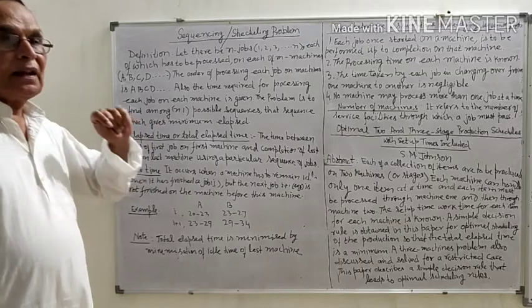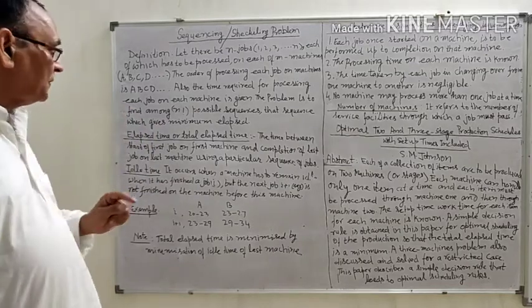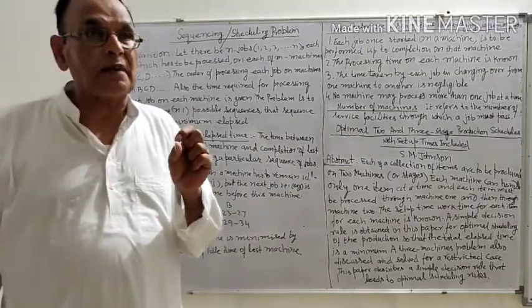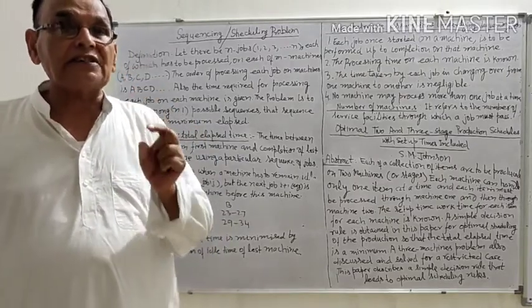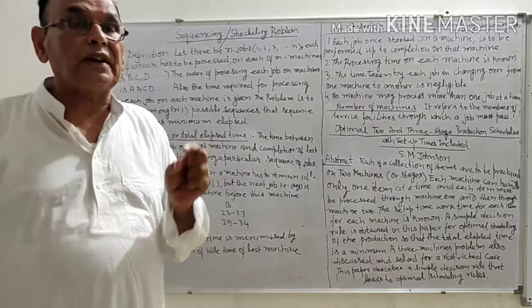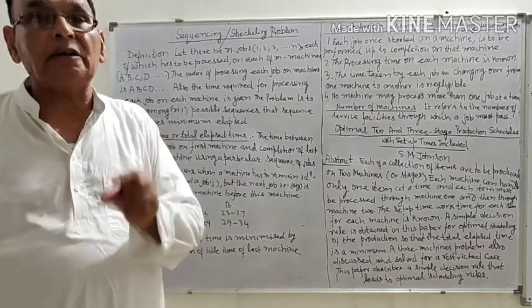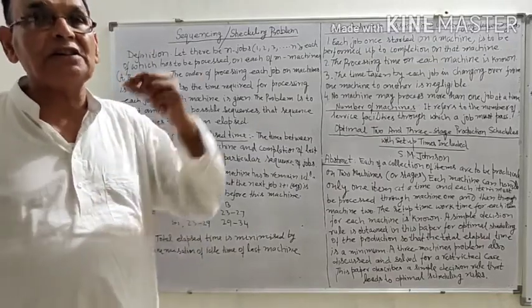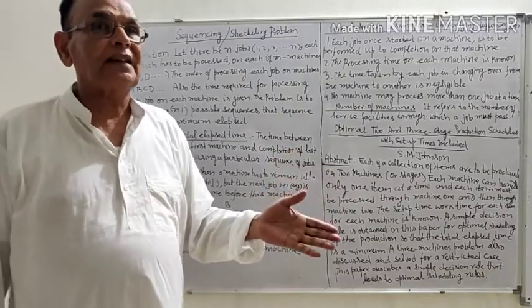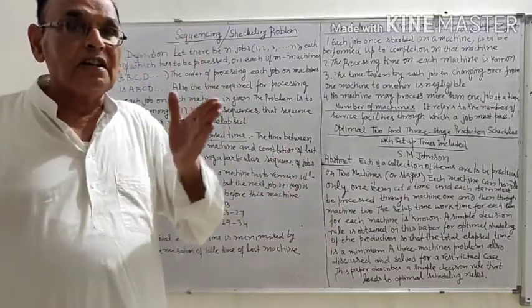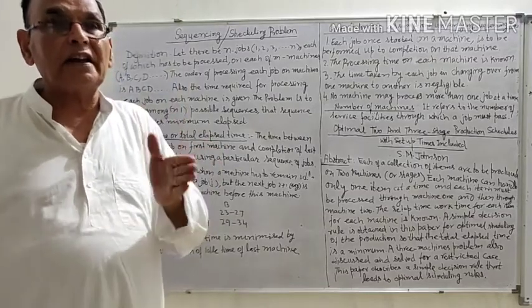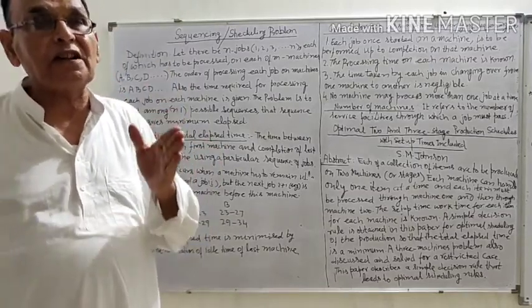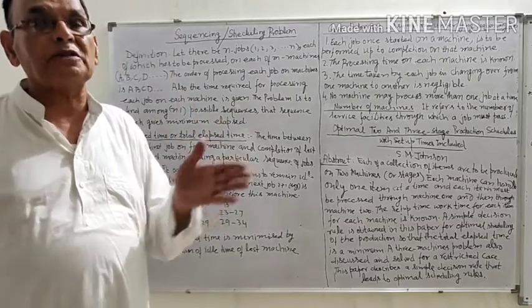Idle time. Idle time is the time when a machine has to remain idle because the next job is not free to come on that machine. It is still busy on the previous machine. Then the machine has to remain idle or has to wait for the completion of the next job on the previous machine.